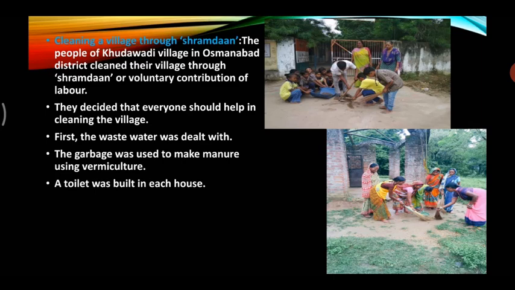You put all the garbage inside and then you put the worms. Now these worms will digest the garbage, and that will become a rich manure which you can use for your plants. So that they can use it as a manure for their plants. And a toilet was also built in each house. So each house had a toilet available.